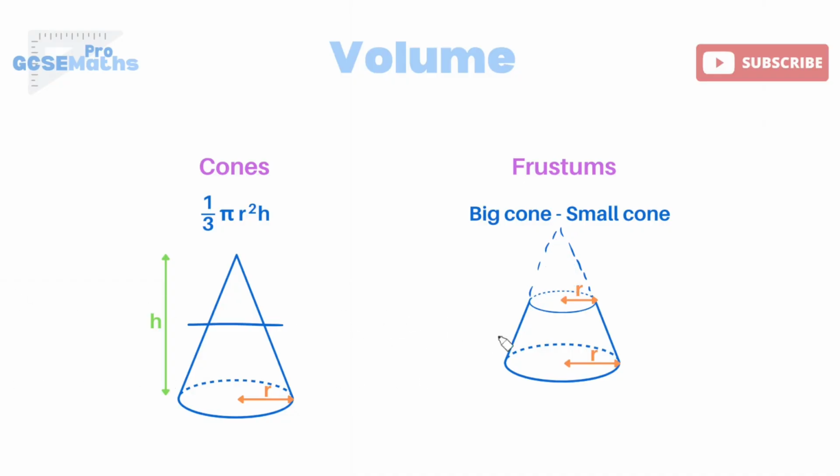So that does mean that you need to know not only the radius for the big cone, but also the radius for the smaller cone, because they won't be the same. If you have a look, physically it's not obviously going to be the same. And the same with the height of the big cone and the height of the small cone.